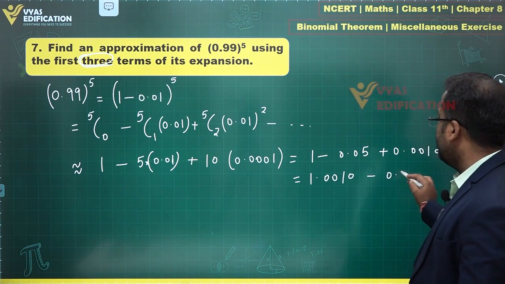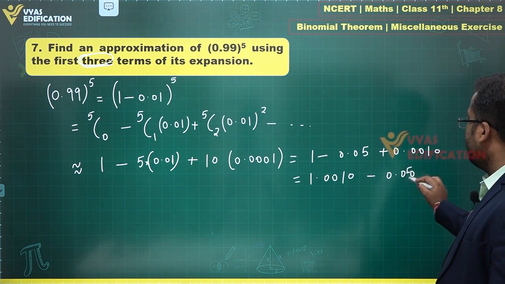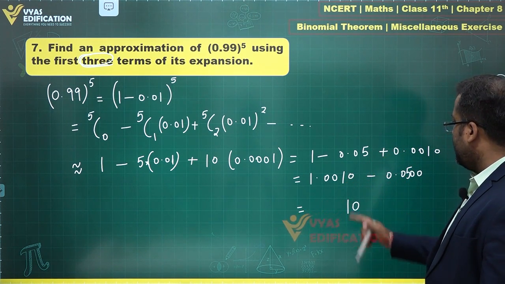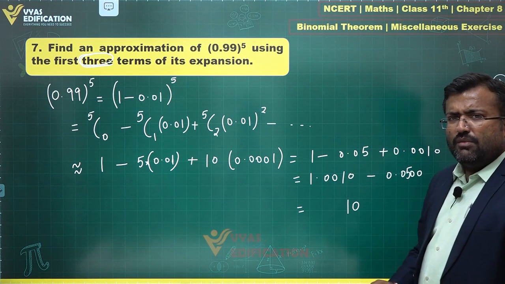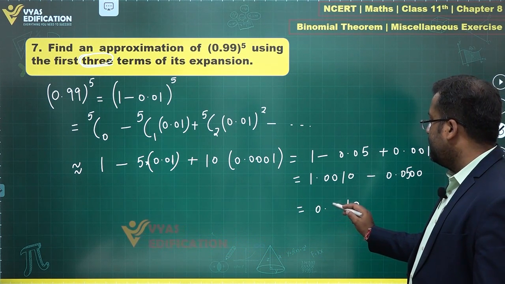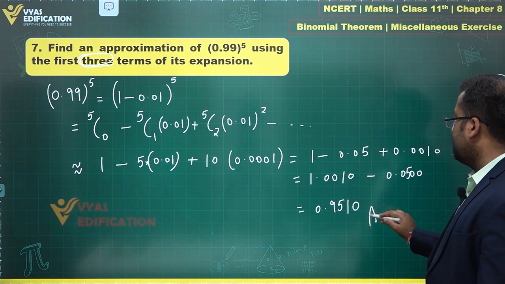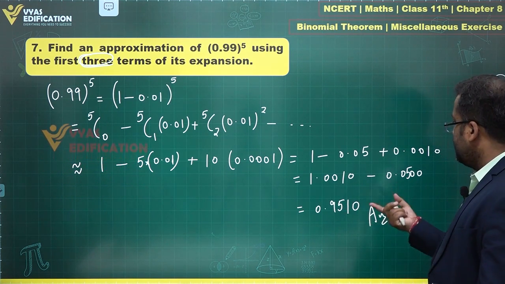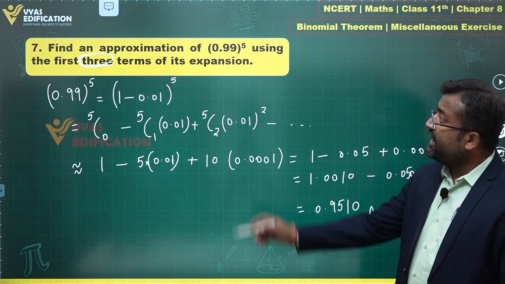1.0010 minus 0.0500 is what I'll get. So at the end you have 10 and 100 minus 5 will be 95. So 0.9510 is what I'm getting over here. That's the required answer. 0.9510 is the answer that I'm getting.